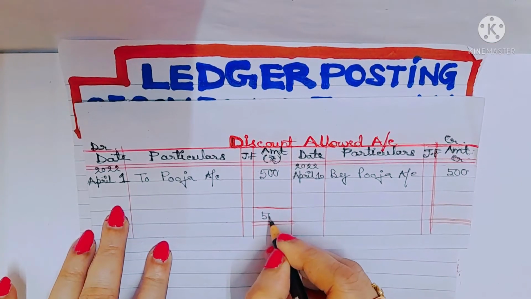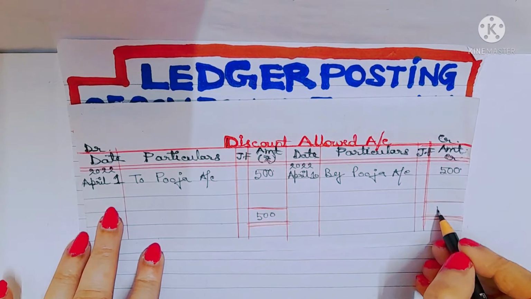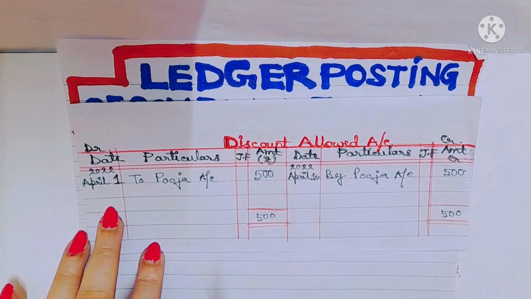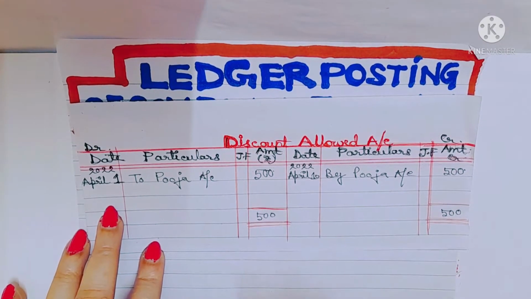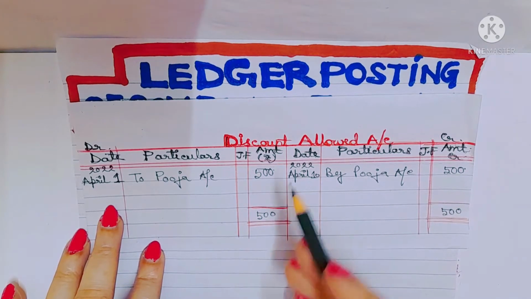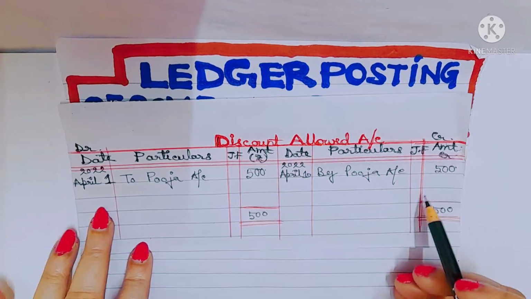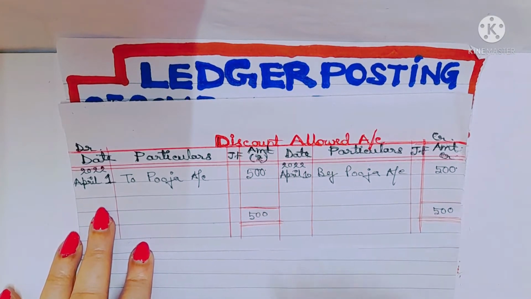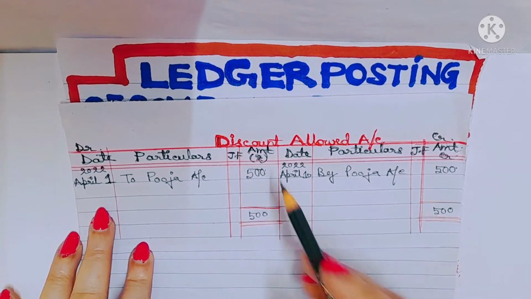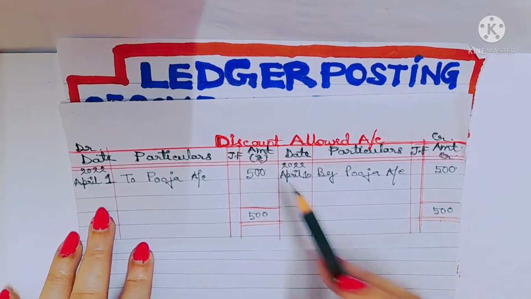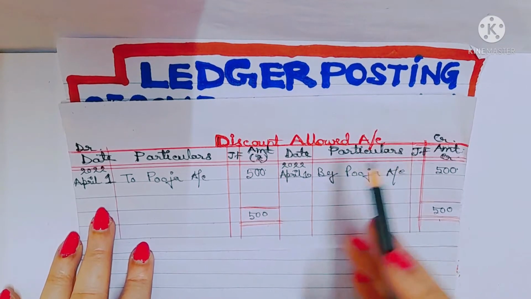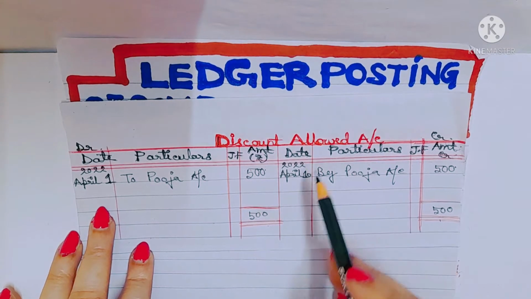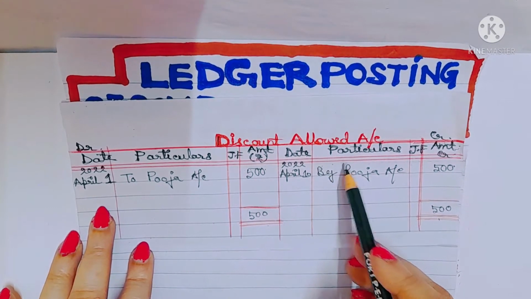The debit side total is 500, credit side total is 500 also. So discount allowed account also shows no balance. We can't write CD or BD since both sides are equal. Discount allowed debit side of 500, credit side of 500. So there is no scope of writing to balance CD or by balance CD. Debit side total is equal to credit side total. So discount allowed account shows no balance, and it will not be entered in the trial balance.